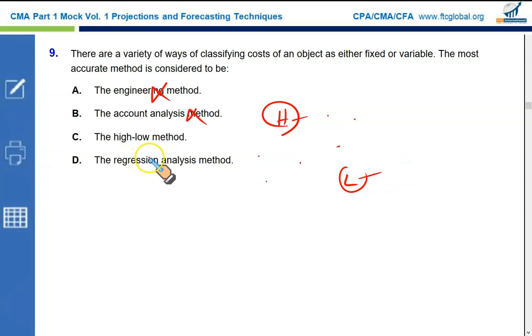Then what is the right approach? The regression analysis model. The regression analysis method. This is the most accurate method amongst these given here.